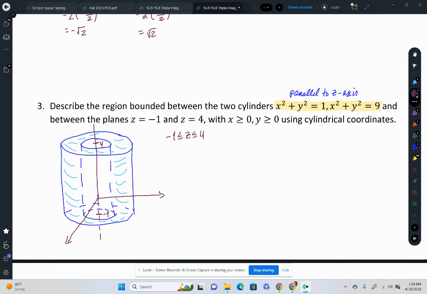Now my r values are, it's outside of the unit cylinder and inside of the cylinder with radius 3. So we're here. And it looks like we're going to go from a radius of 1 up to a radius of 3. That will take care of that donut-like shape.